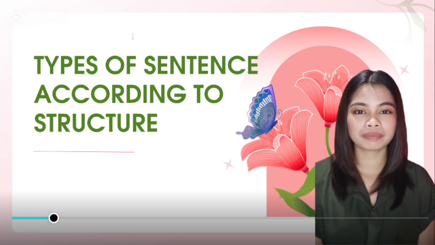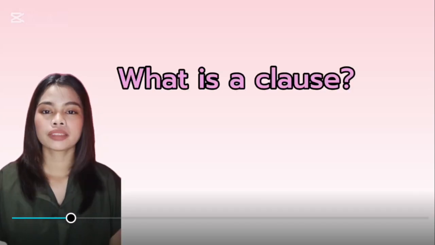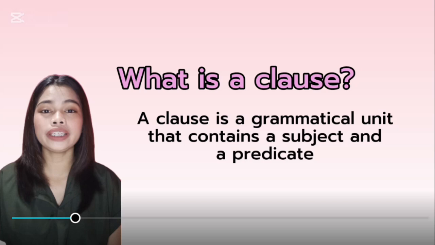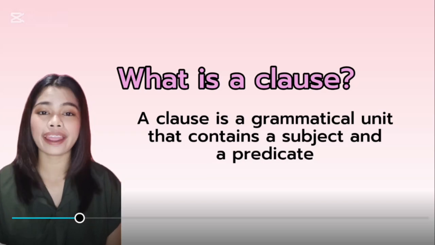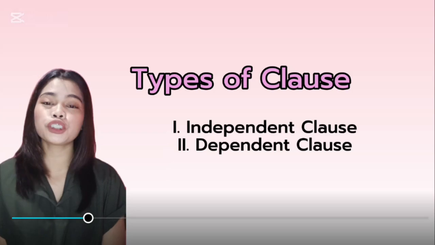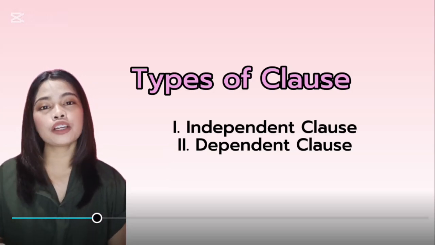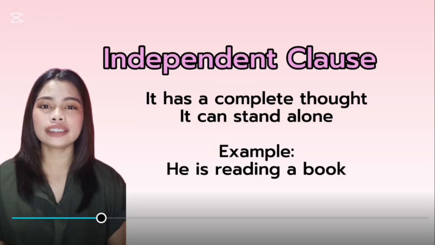Before we discuss the different types of sentences, it is highly necessary for us to know first the meaning of what a clause is. A clause is a grammatical unit that contains at least a subject and a predicate. We have 2 different kinds of clauses, which are independent clause and dependent clause. Independent clause is a complete thought that can stand alone as a sentence.